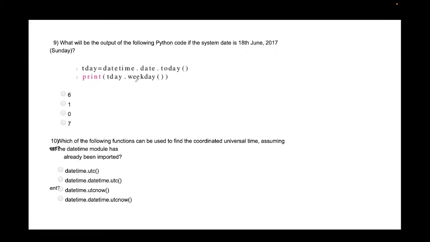Okay, so in that object the weekday functionality is invoked. Whatever day that day was, the corresponding weekday will be displayed, the number corresponding to that. So here counting starts from 0. So what will be the output?